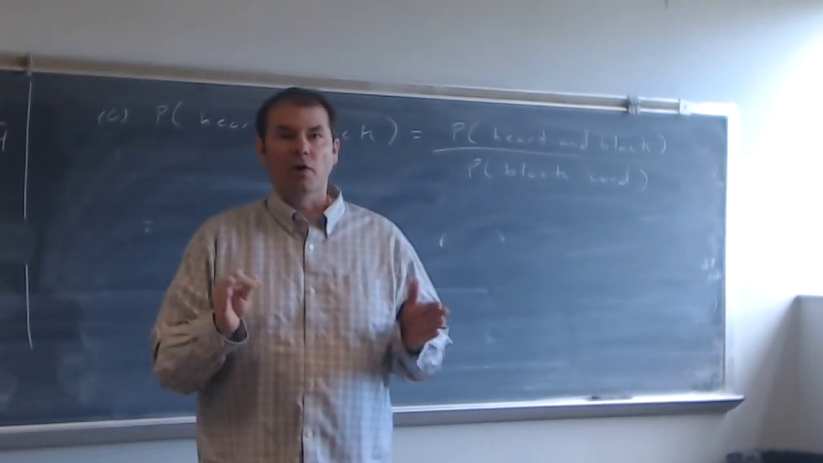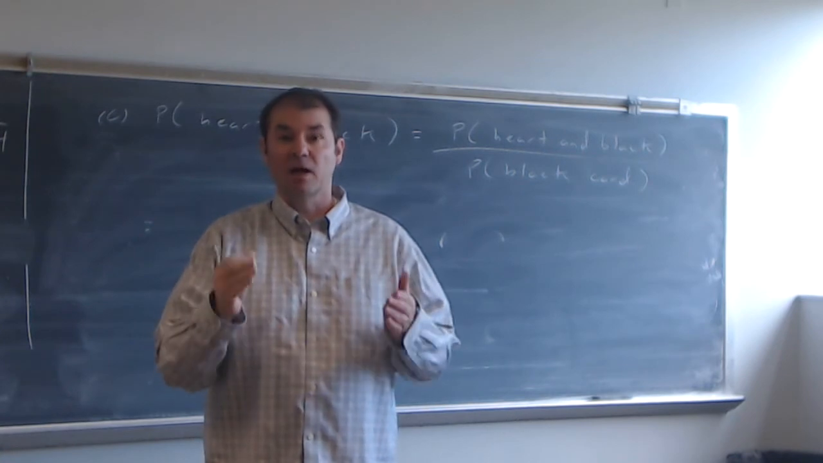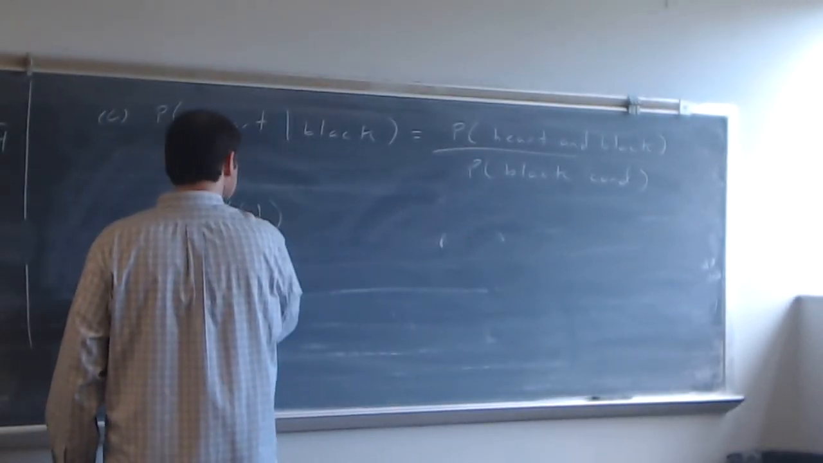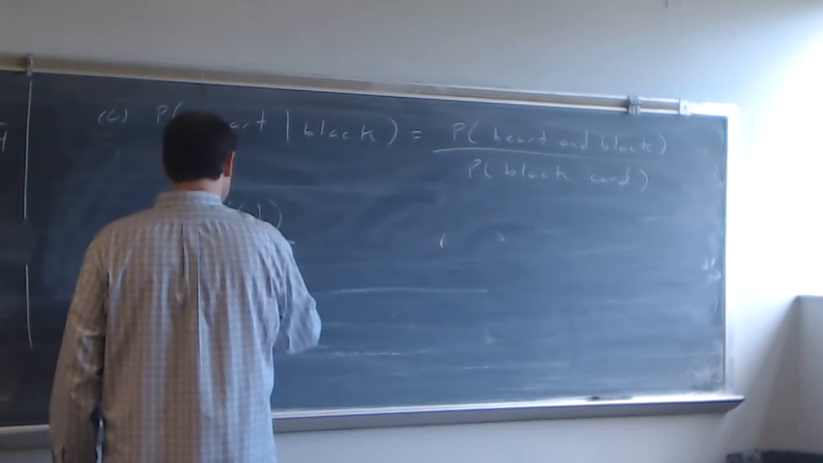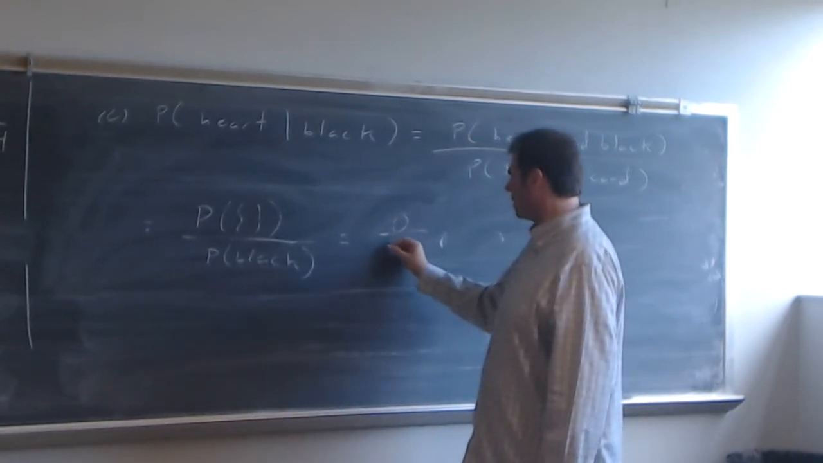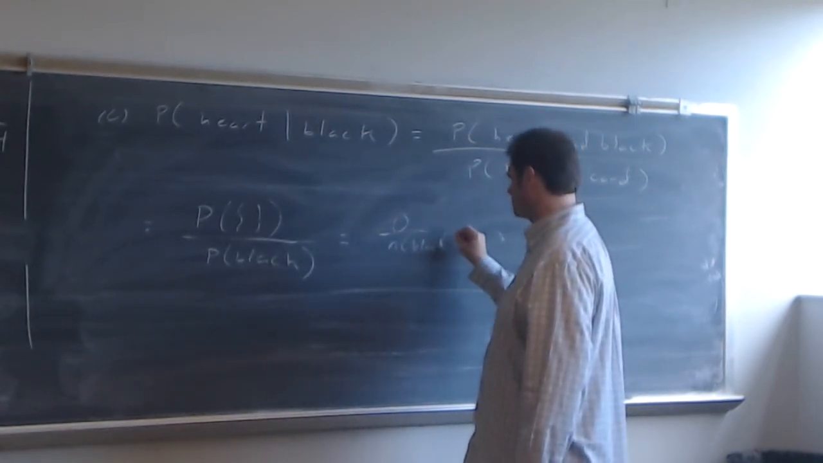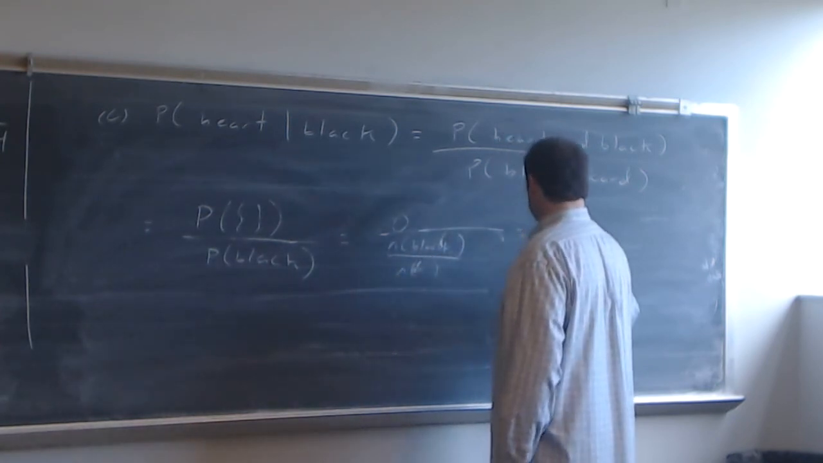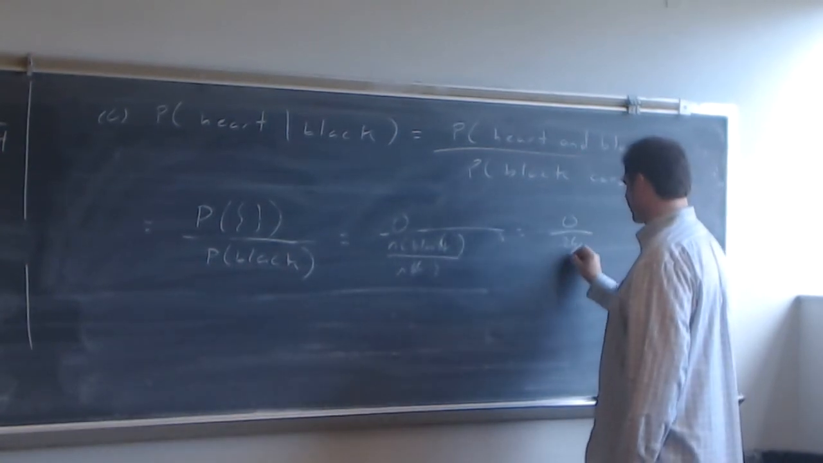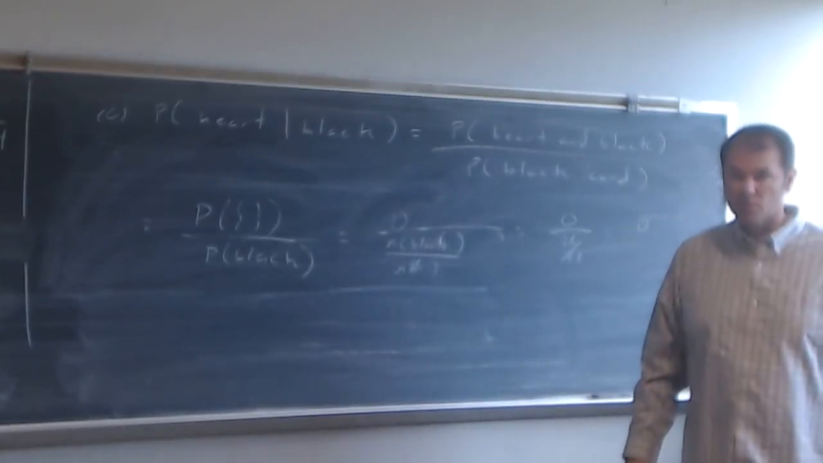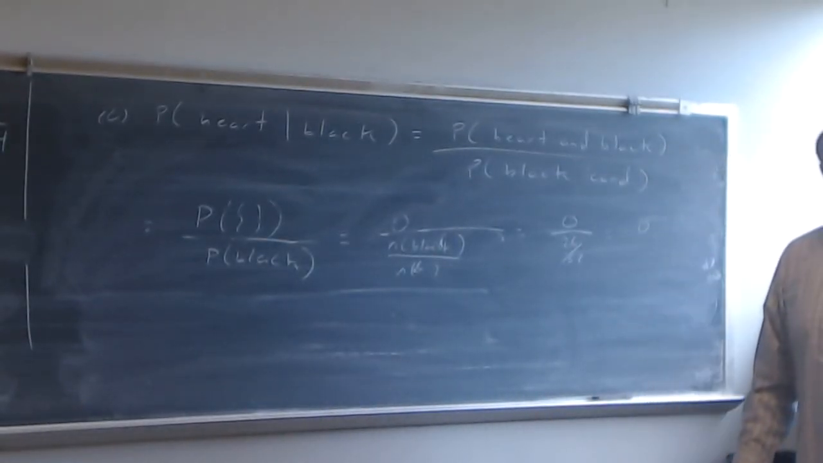So let's think, what are our outcomes that satisfy being a heart and a black card? Well, there are no cards that satisfy that. So this is really the probability of the empty set over the probability of black. That's equal to 0, and the probability of black, well, it's the number of ways of getting a black card over the number in the sample space. So our answer here is 0 over 26 out of 52, but that ends up being 0. So this particular conditional probability is 0.